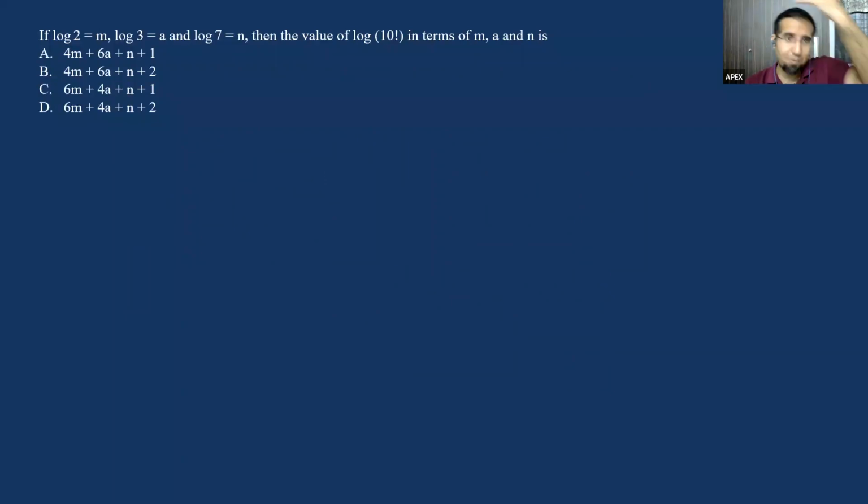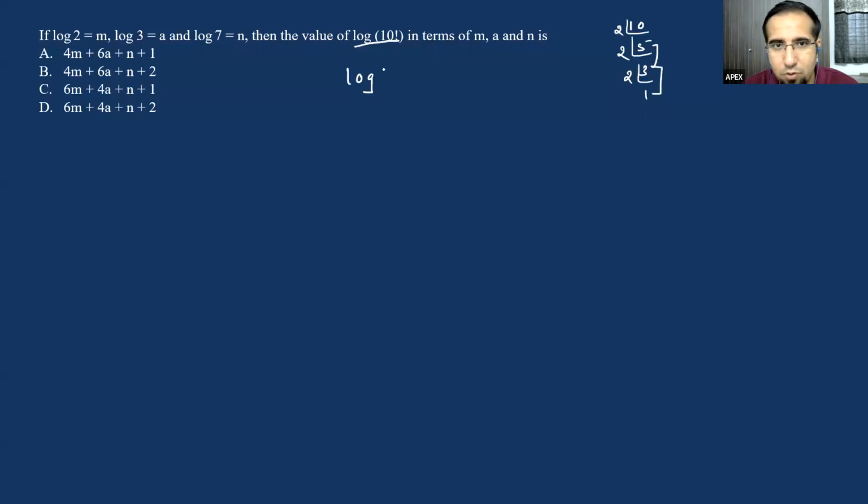Now again, I have always been saying logs are an easy question. Okay, log 10 factorial. This is not applicable to batches 6 and 7, but the rest of the batches can look at it. How can you factorize log 10 factorial? Highest power of 2 in 10 factorial: 10 divided by 2 gives 5, then 2 gives 2... So the highest power becomes 5 plus 3 plus 1, that is 2 to the power 9.